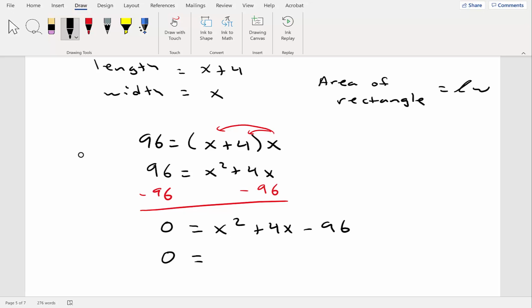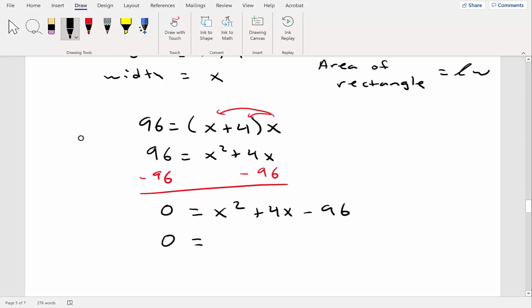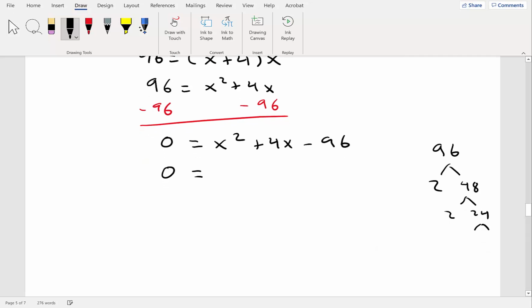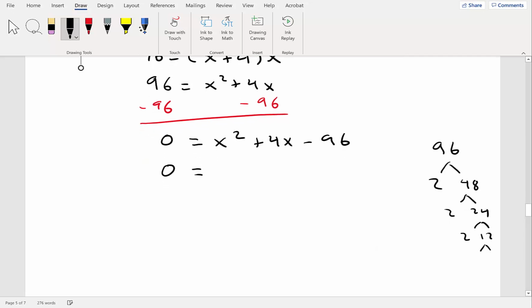Now, whenever you come across this problem, it's a little bit difficult to see what these two factors are. Let's go ahead and use a factor tree, and I'm going to break down 96 completely. So first 96, I could break this down with 2 and 48. And then this 48, I could break this down with 2 and 24. 24, I could break down with 2 and 12. 12, I could break down with 2 and 6. And then 6 can break down to 2 and 3.